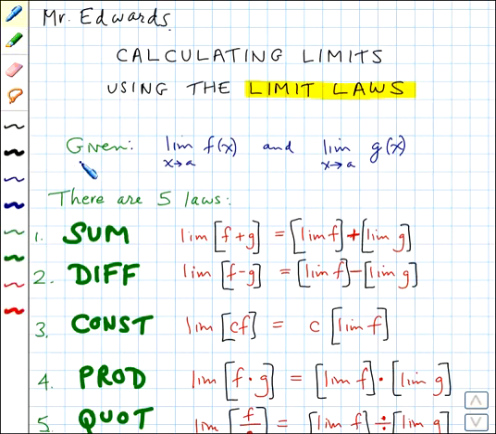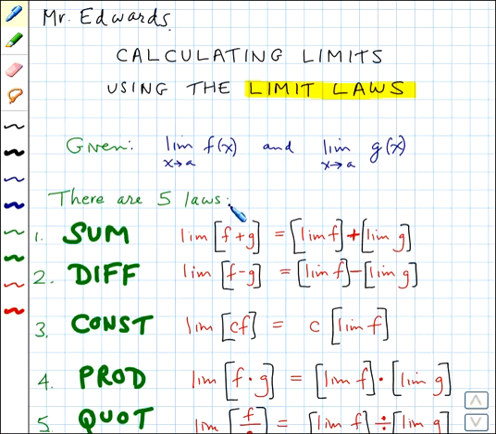Now, if we're given two functions, f of x and g of x, and we're given the limit as x approaches a of f of x and the limit as x approaches a of g of x, there are 5 laws that we can apply in order to calculate limits. The 5 laws are the sum, difference, constant multiplication, product, and quotient.